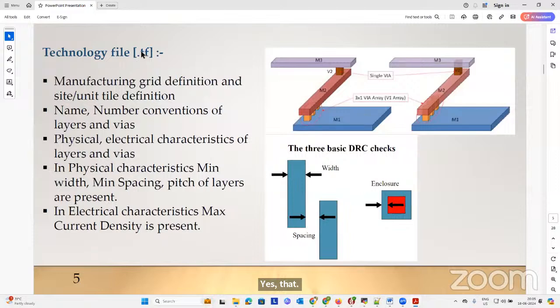So, clearly explaining the technology file: what information does the technology file have? Manufacturing grid definition and site unit tile definition. Grid means, when we declare the floor plan, we have horizontal lines and vertical lines. Those are called follow pin lines. Those follow pin lines form a grid where our standard cells fit into these follow pin lines, by height and width.